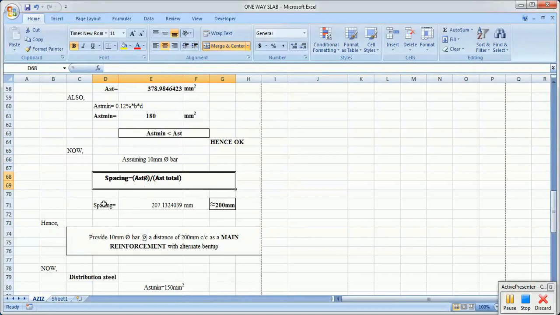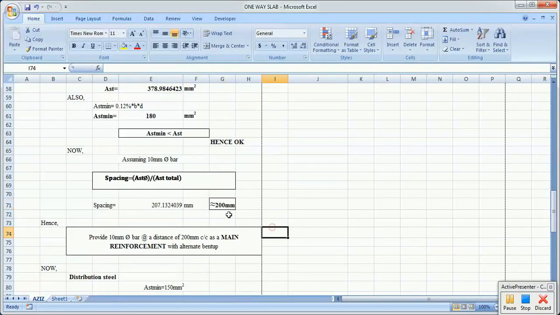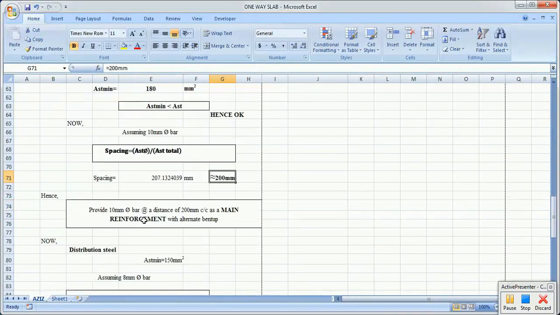Now assume the diameter of bar. Then you check for spacing. To find out spacing, again area of one bar divided by total AST into 1000. That way we got 207, so we have taken 200 mm. Therefore provide 10 mm diameter bars at a distance of 200 mm as main reinforcement with alternate bent.